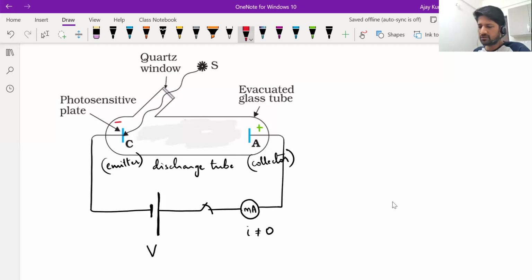And if an electron actually moves from C to A, then it will flow through the rest of the circuit also. That is how current can be detected by the ammeter.